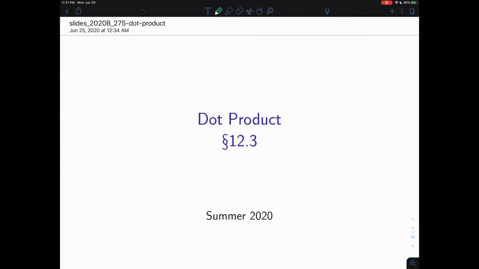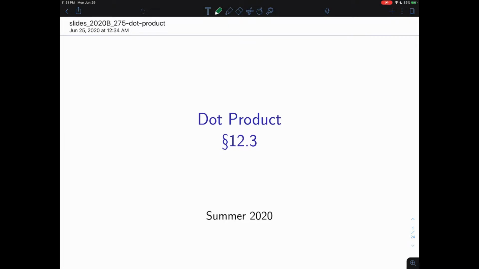Hi, I'm going to talk about dot product. That's in section 12.3 of the Stewart textbook. And it's a pretty long section, so I'm splitting it into multiple parts. In this part, I'll talk about what the dot product is and some properties of it.